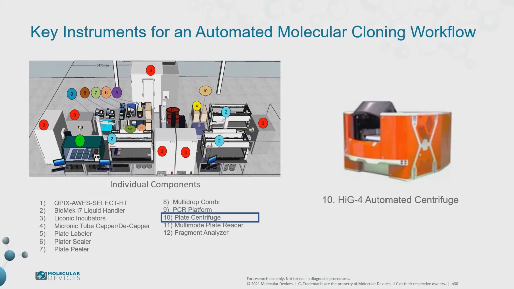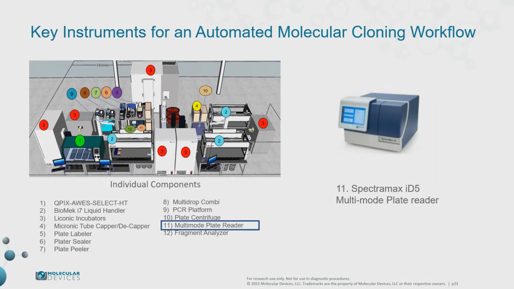The automated plate centrifuge is a small footprint, stackable plate centrifuge with high centrifugal force peaking at 4,000 Gs with cooling to maintain ambient control. This instrument is instrumental for pelleting your transformed microbes after the growth phase and for downstream plasmid analysis as well.